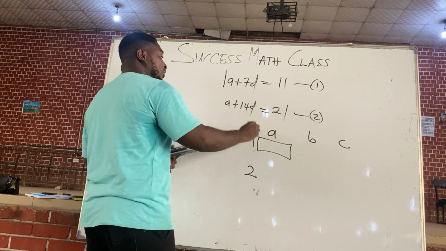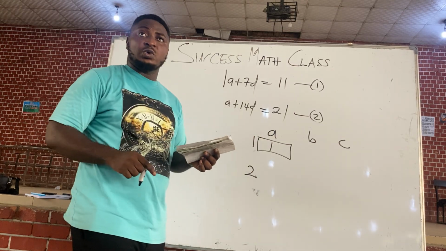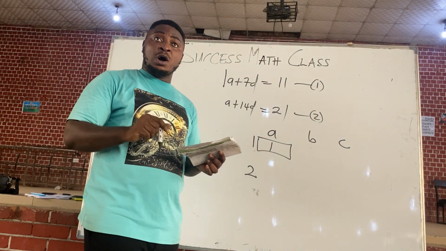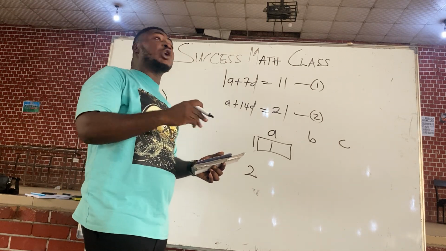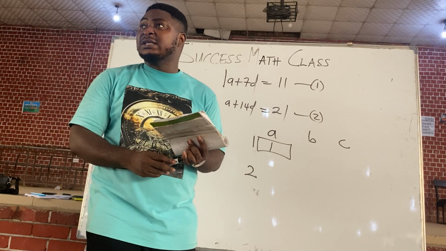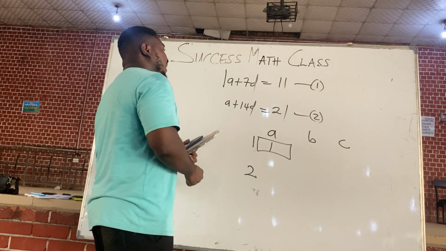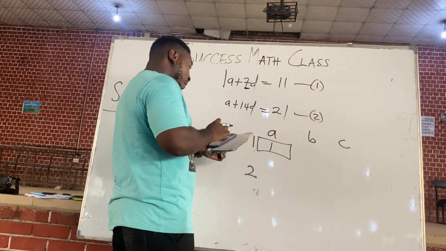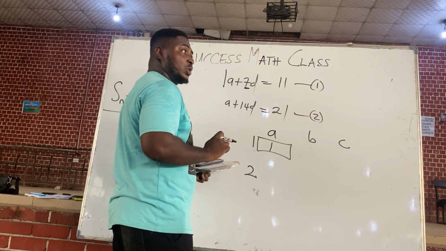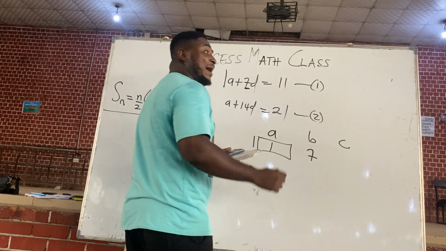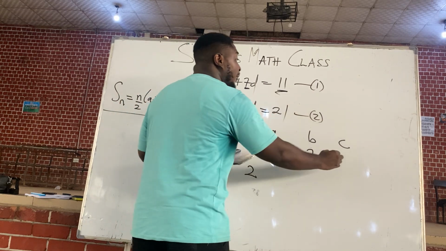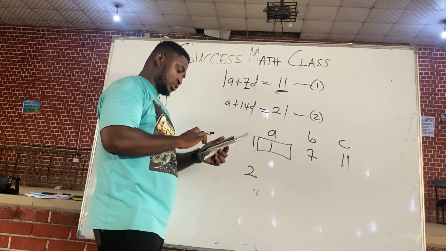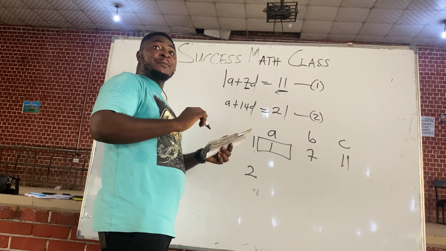Class, A means 1A. So put 1. Press 1 and press equal to. If you press 1 and you press equal to, the cursor will shift to B immediately. Who is B? 7. Punch 7 and press equal to. The cursor will shift to C. Who is C? 11. Punch 11 and press equal to.